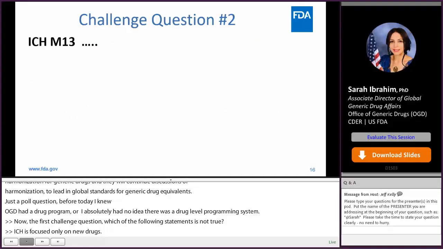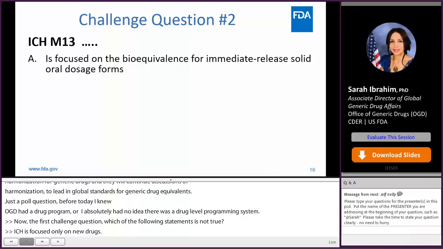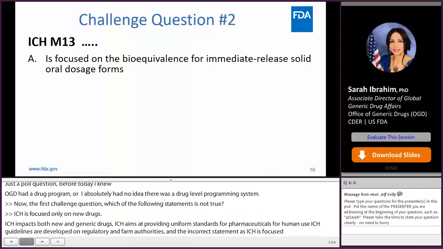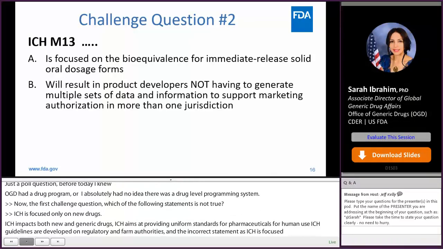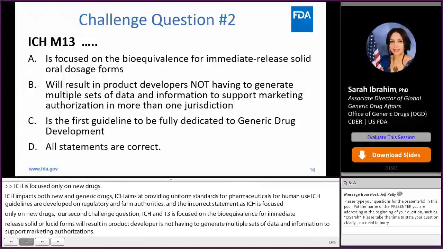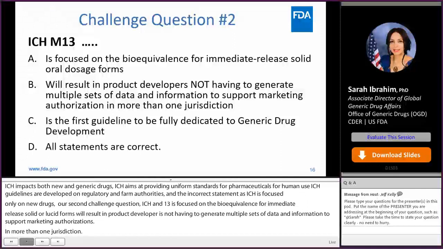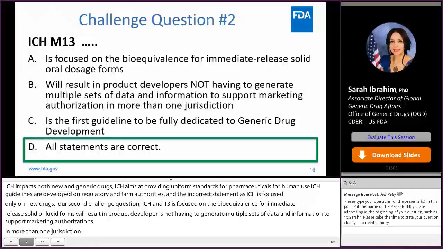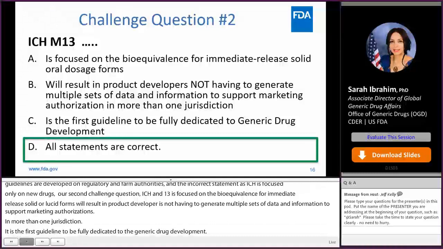Our second challenge question: ICH M13 is focused on the bioequivalence for immediate release solid oral dosage forms, will result in product developers not having to generate multiple sets of data and information to support marketing authorizations in more than one jurisdiction, and is the first guideline to be fully dedicated to generic drug development. All the statements are correct. And the correct answer is all the above.